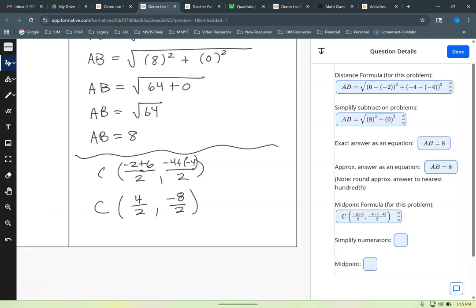And then for your actual midpoint, you finish simplifying this up. So what is 4 divided by 2? 2. And what is -8 divided by 2? -4, which is where we said the midpoint should be. All right, you finish typing those in for that question. All right, go ahead.